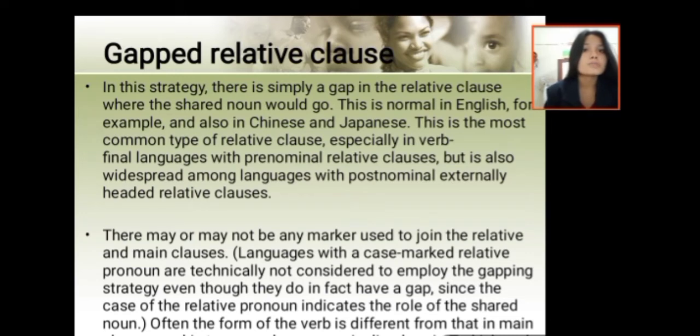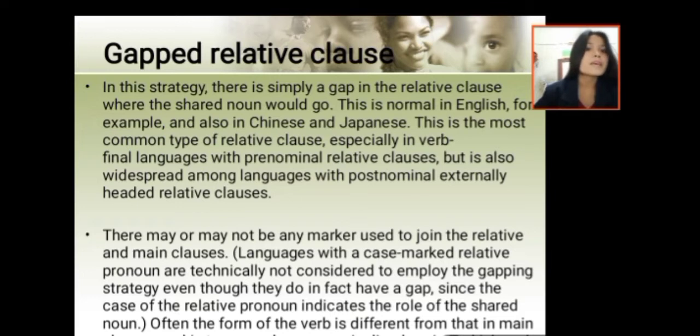Gap relative clause. In this strategy, there is simply a gap in the relative clause where the shared noun would go. This is normal in English, for example, and also in Chinese and Japanese. This is the most common type of relative clause, especially in verb-final languages with prenominal relative clauses, but is also widespread among languages with postnominal, externally headed relative clauses.